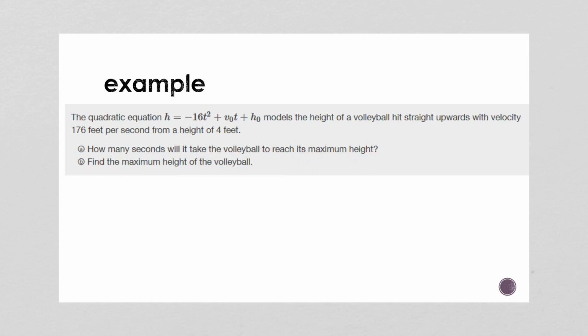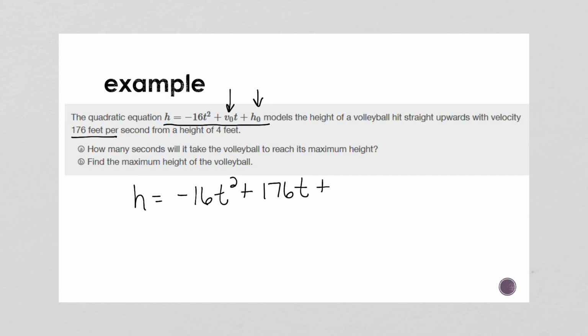Okay, so we have to substitute some things in here, okay? So we're going to use this equation, but we have to substitute in our initial velocity and our initial height, okay? So we've got h is equal to -16t squared plus our initial velocity is 176 t plus our height is 4. Okay, so there's our equation. It says how many seconds, and remember t is our time, it's our seconds, will it take the volleyball to reach its maximum height?